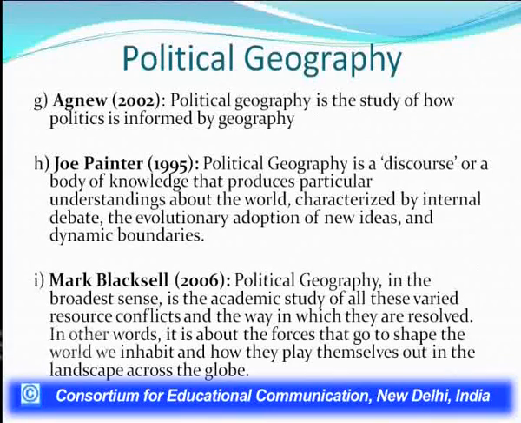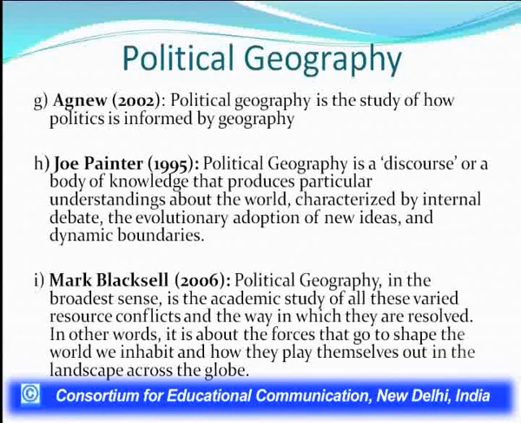Joe Painter is in the postmodern strand of political geography, and he argues that it is a discourse or a body of knowledge that produces particular understandings about the world, characterized by internal debate, the evolutionary adoption of new ideas and dynamic boundaries. So he argues that it is a discourse, made of different meanings which are provided to the world. There are particular understandings of the world which are very significant. There are a lot of internal debates, and there can be multiple discourses to understand one particular phenomenon. The evolutionary adoption of new ideas is one important aspect of this discourse method in political geography.